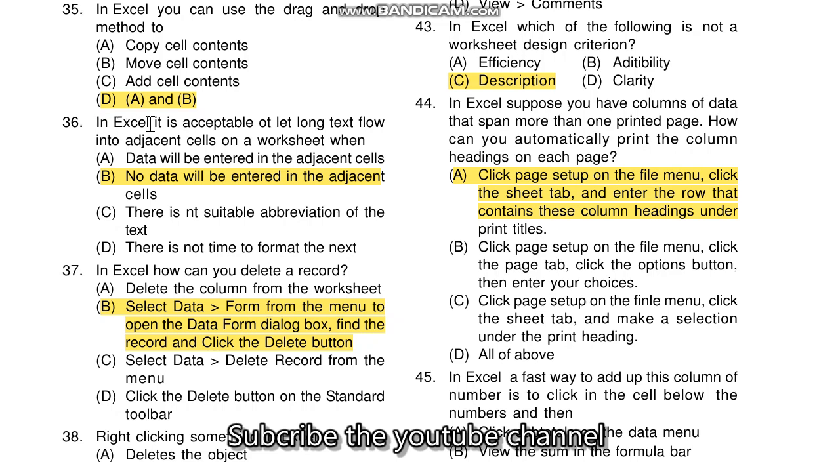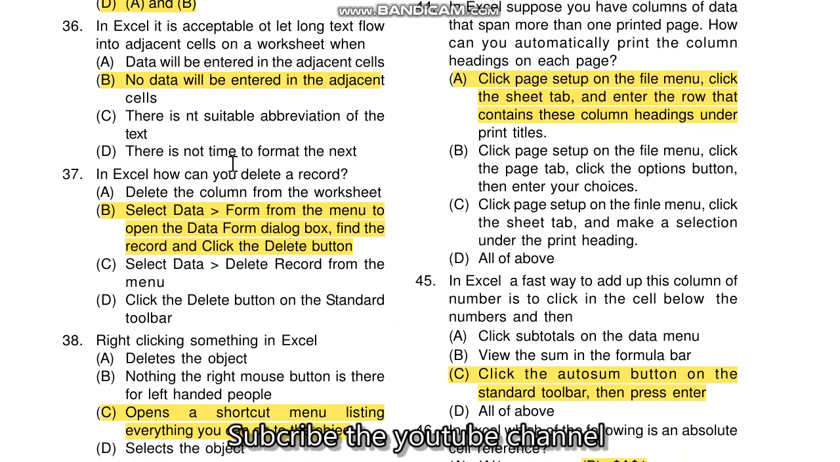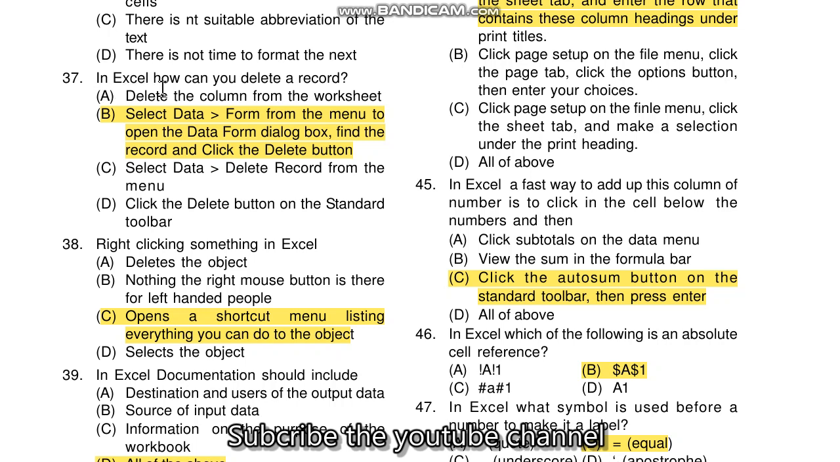36 question in Excel it is acceptable to let long text flow into the adjacent cell on the worksheet when no data will be entered in the adjacent cell कहता है. 37 question in Excel how can you delete a record. Select data from the menu to the open the data from dialog box. Find the record and click the delete button कहता है.